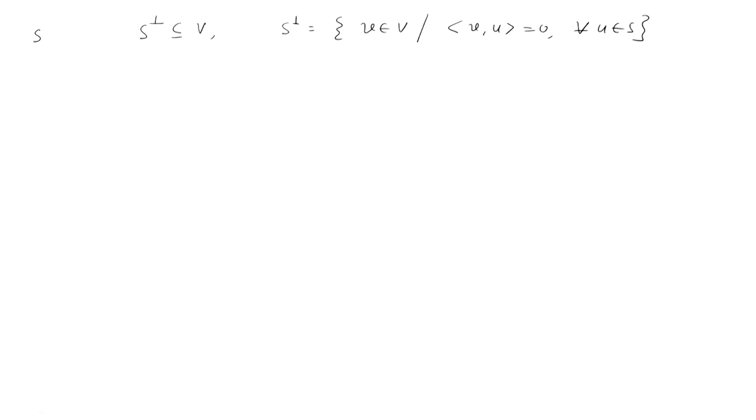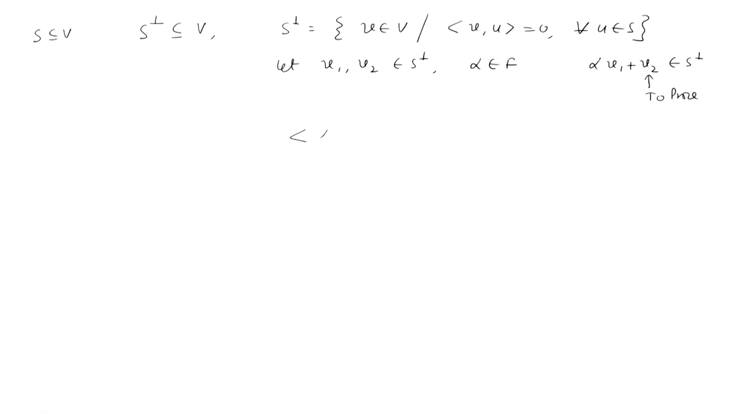S is a subset of V. Now, in order to show that this is a subspace of the vector space V, let v1, v2 be in S orthogonal complement and alpha belong to the field. We have to show that alpha v1 plus v2 also belongs to S orthogonal complement. To show that it is a subspace, we have to show that this also belongs to the orthogonal complement of S. So, how will we show this?